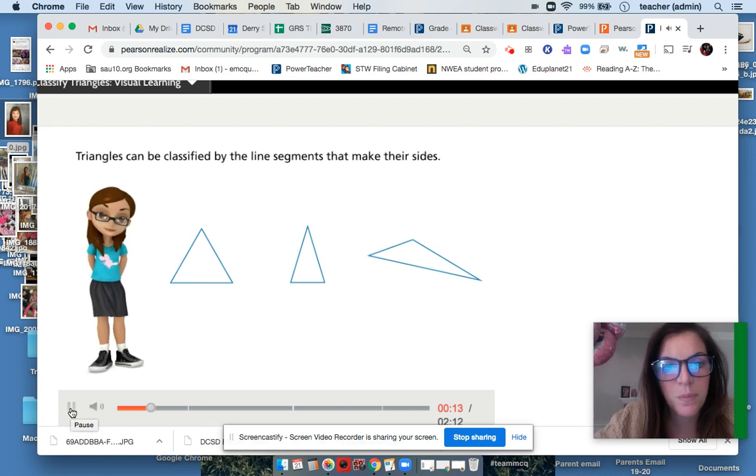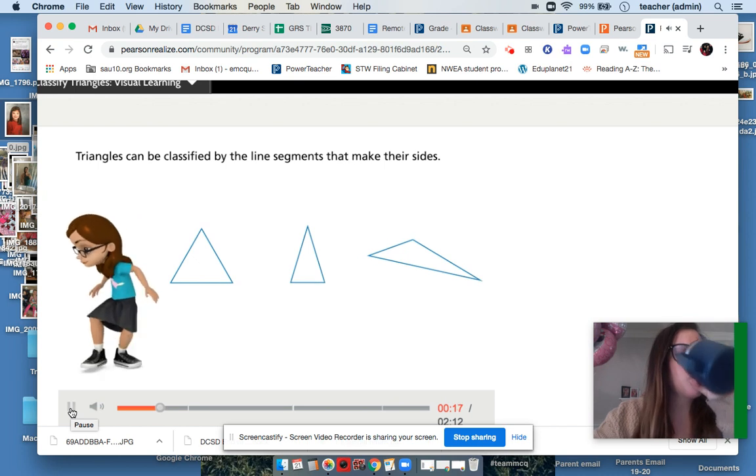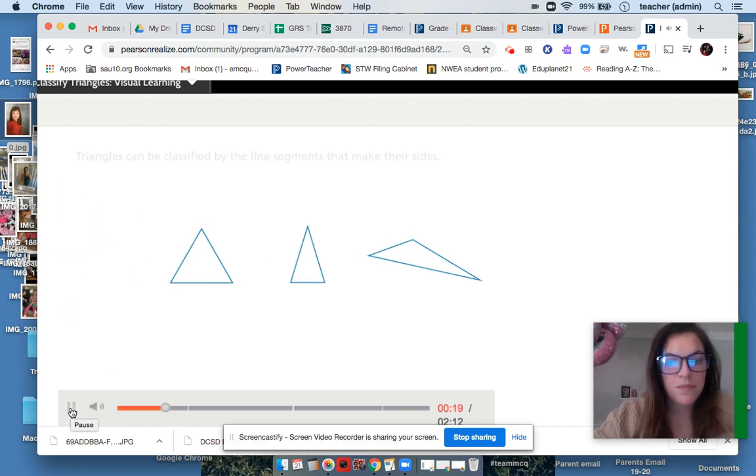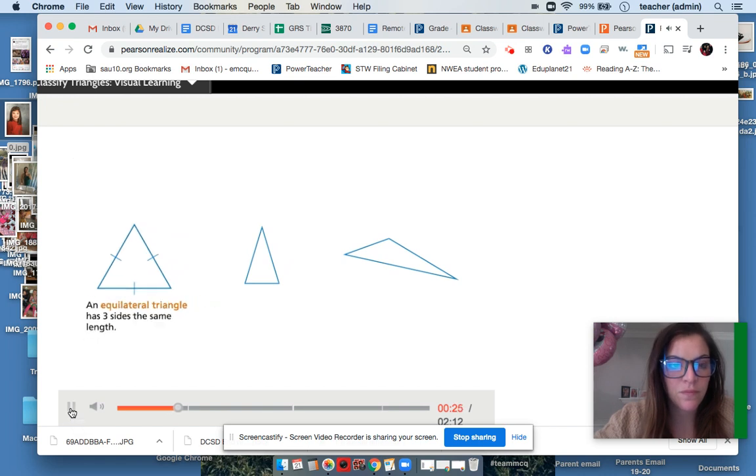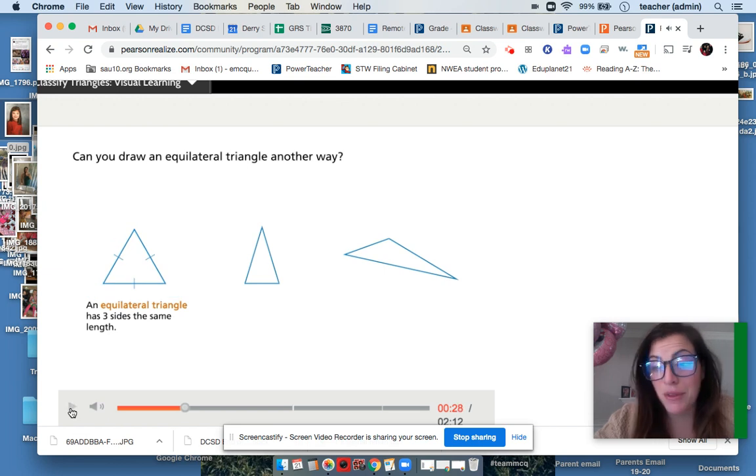Triangles can be classified by the line segments that make their sides. An equilateral triangle has three sides the same length. Can you draw an equilateral triangle? Those are the hardest triangles for me to draw because each side has to be exactly the same length. So usually that's the hardest, to get all three lines to be equal.